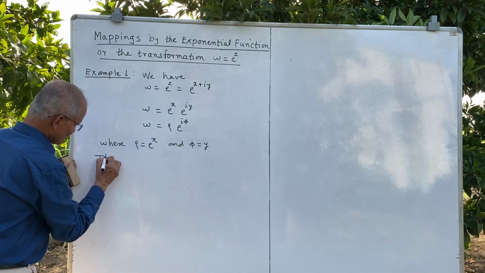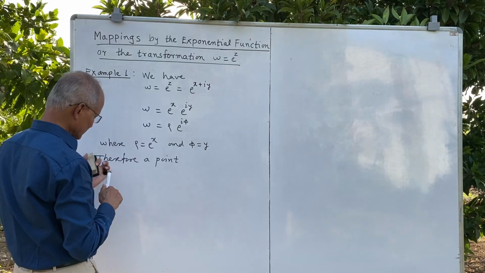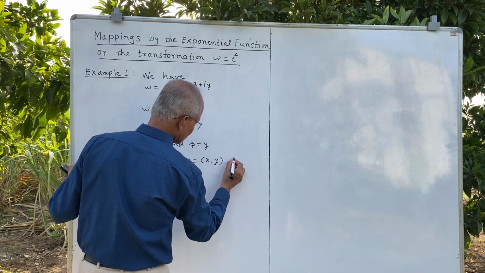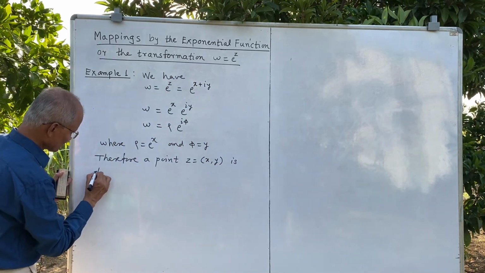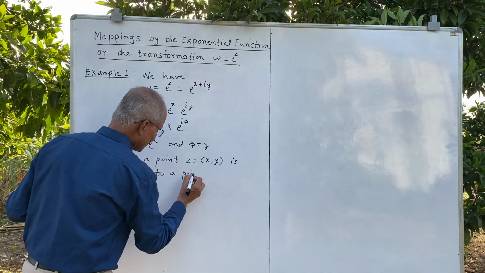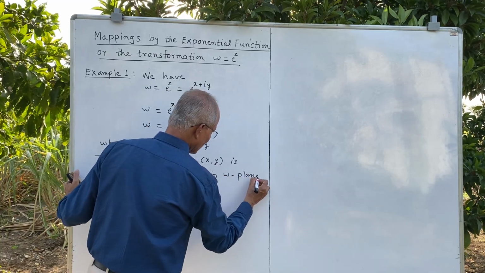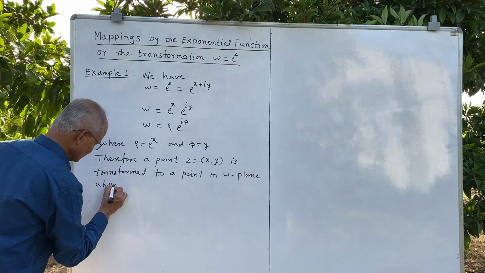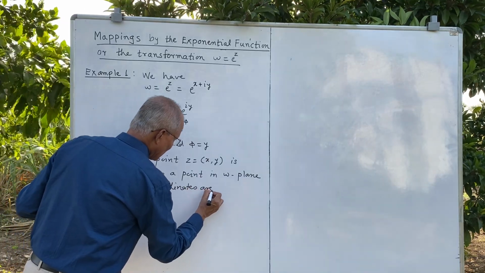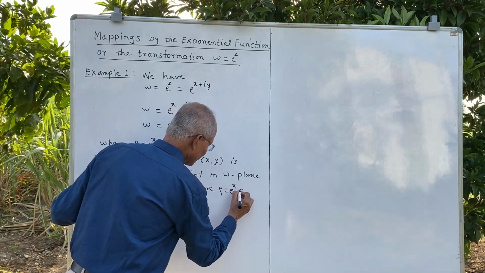So therefore a point z is equal to (x, y) is transformed, or its image is a point in w plane whose polar coordinates are this rho and phi, that is rho is equal to e power x and phi is y.